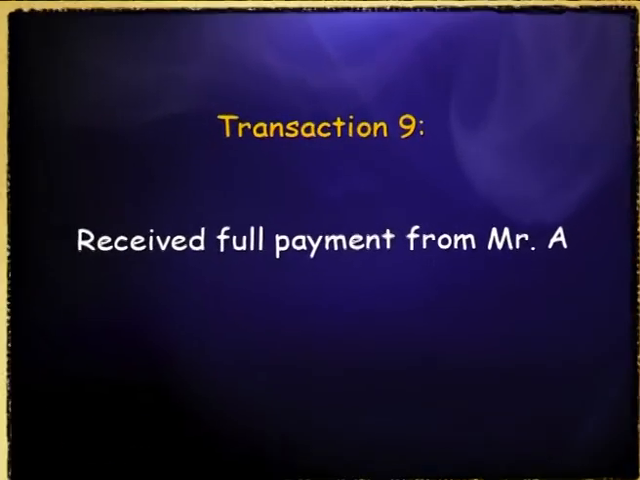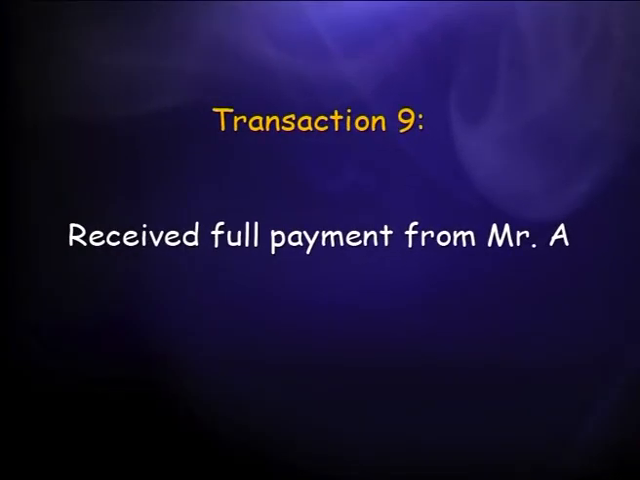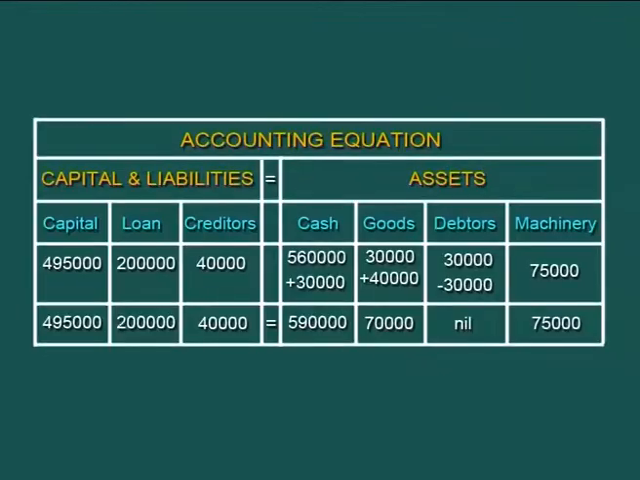Let us say our next transaction is that we received payment from Mr. A. It was the third transaction where you sold goods worth rupees 30,000 to Mr. A for credit. Now, you are receiving payment from Mr. A. That will mean that as you are receiving the payment from Mr. A, the debtors will decrease by 30,000 rupees because you are receiving the payment. Now, Mr. A will not be debtor anymore to your business, and this receipt is cash. So, cash will increase by 30,000 rupees.